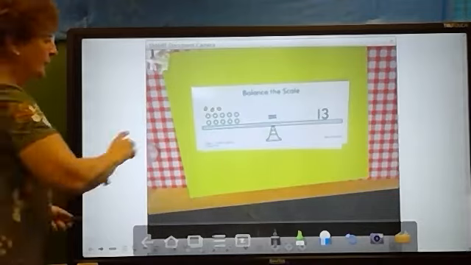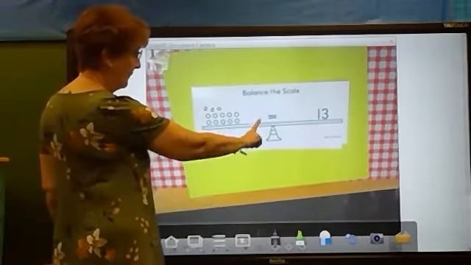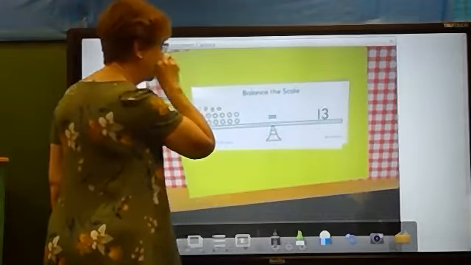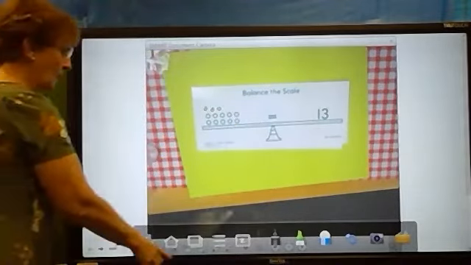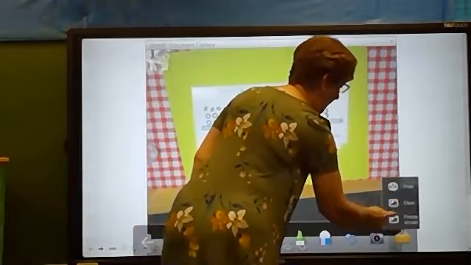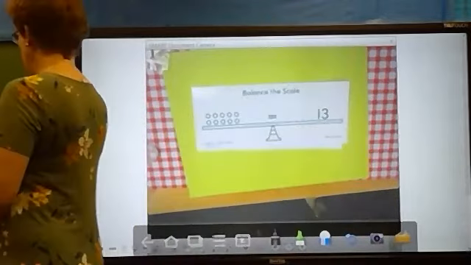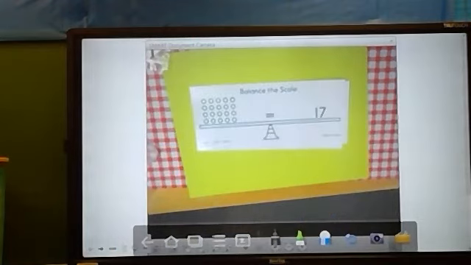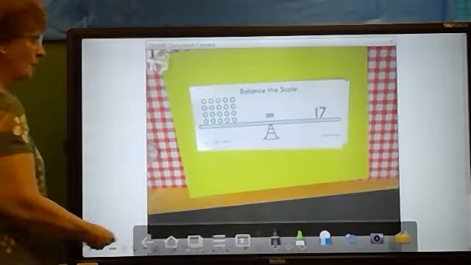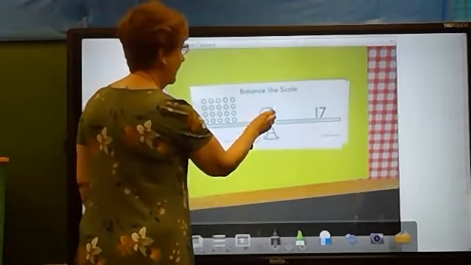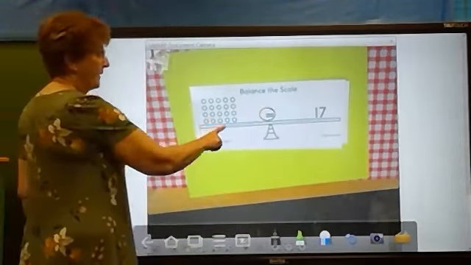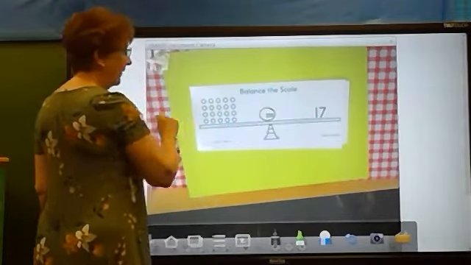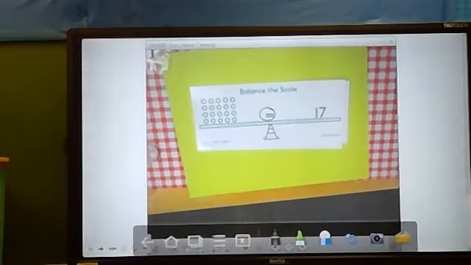Okay, so now my scale is balanced because there are 13 on this side and 13 on this side. I'm going to try one more like this, and then we're going to move to something different. Okay, so remember, the equal sign means that what is on one side of the equal sign is the same as what is on the other side of the equal sign.